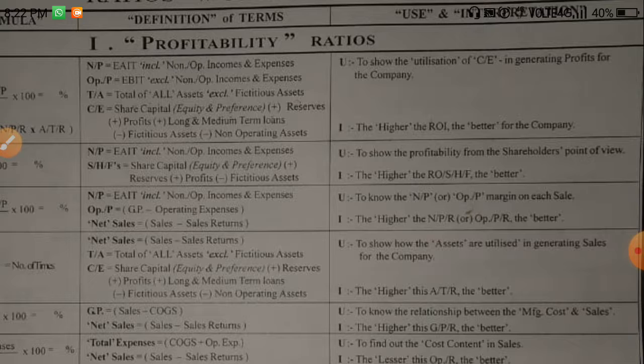It is used to show how the assets are utilized in generation of sales. How assets are utilized in generation of sales for the company, we need to see. The higher this ratio, that will be better for the organization.